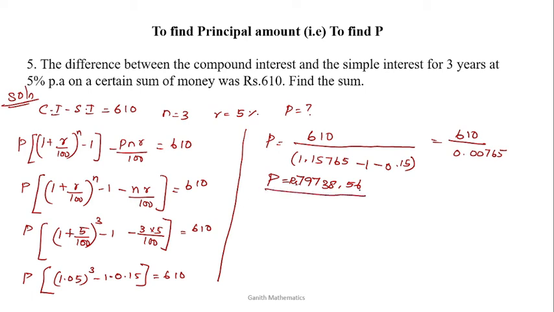Okay, so when they give the question, if they give the compound interest and simple interest difference, then you have to consider that compound interest is the larger value. So compound interest minus simple interest, the value, and the number of years and rate of interest, then do the calculation, you will get the amount. Okay, we'll move to the next problem.